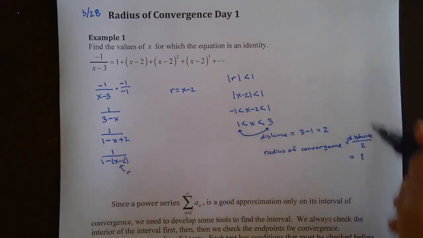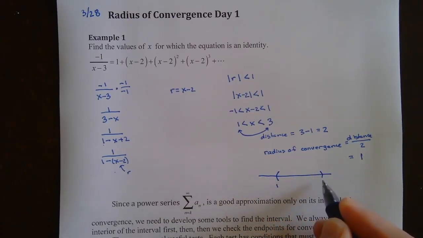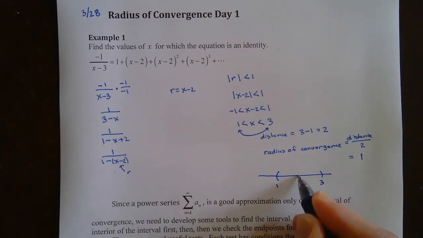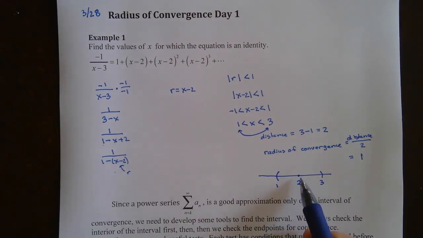So it kind of looks like this. If you talk about a number line, let's say right here's 1, and then right here is 3. Right here at 2 is the center of convergence. So that's why we're using this term radius of convergence.